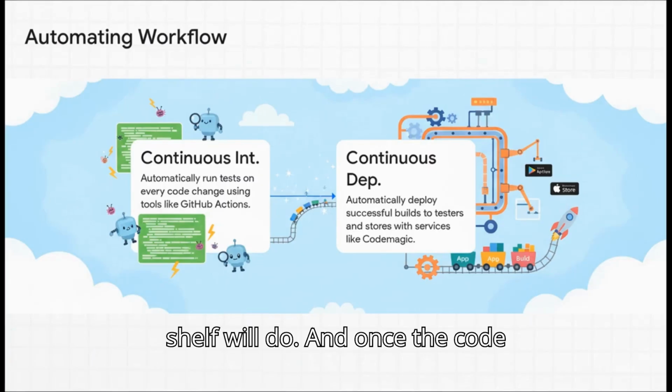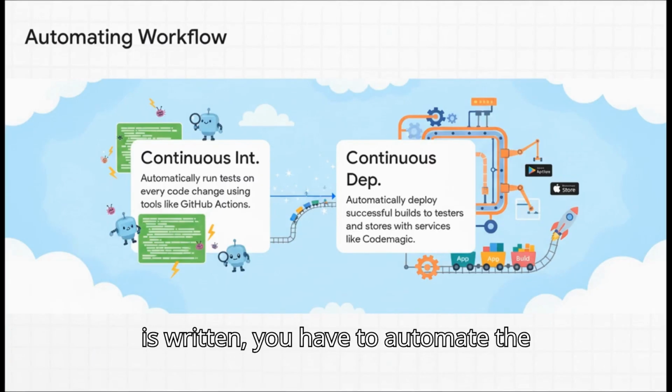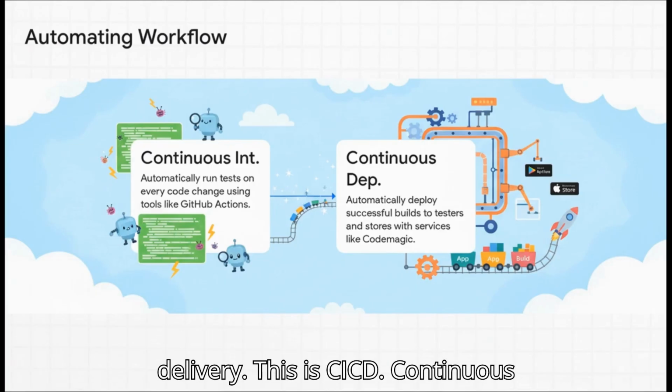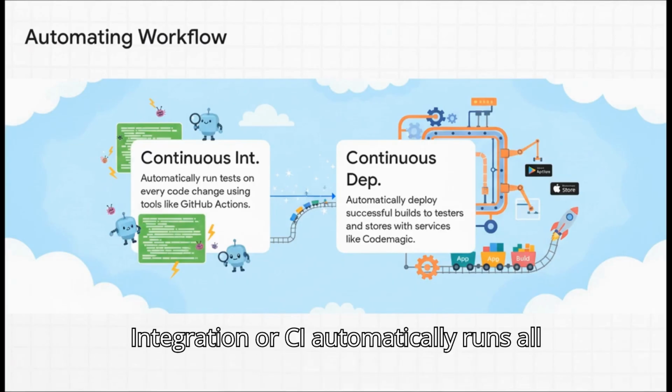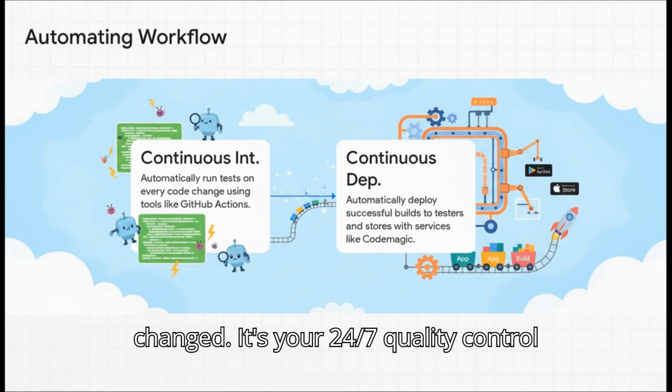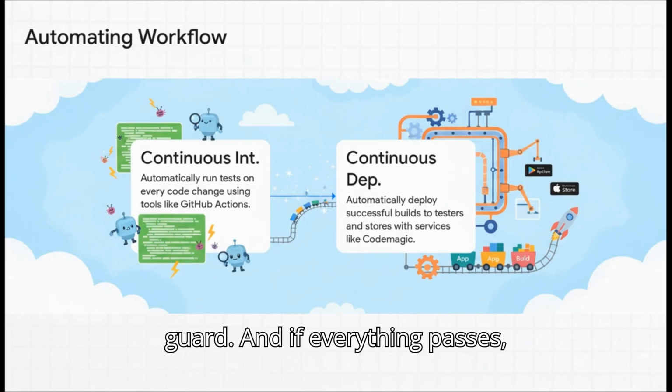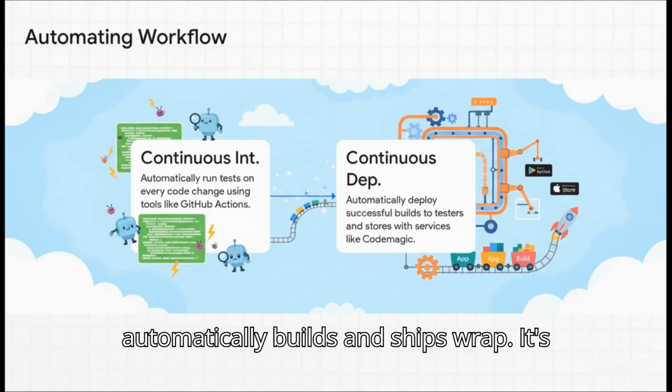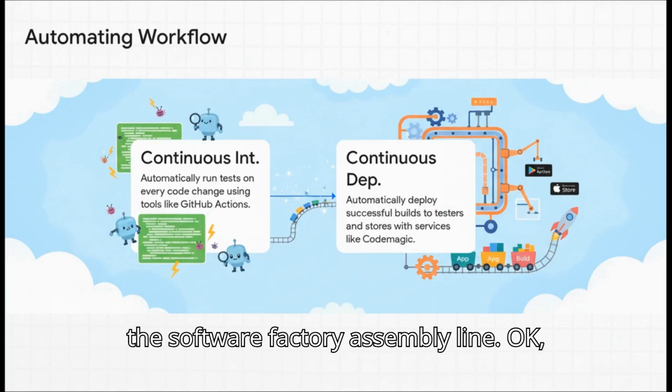And once the code is written, you have to automate the delivery. This is CI/CD. Continuous integration, or CI, automatically runs all your tests every single time code is changed. It's your 24/7 quality control guard. And if everything passes, continuous deployment, or CD, automatically builds and ships to the app stores. It's the software factory assembly line.